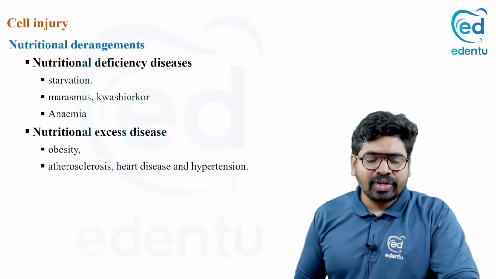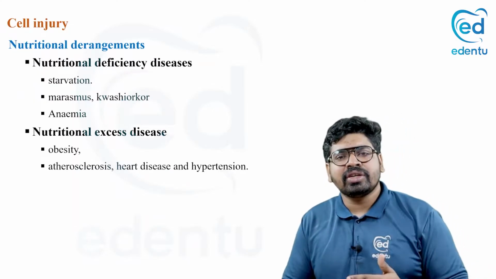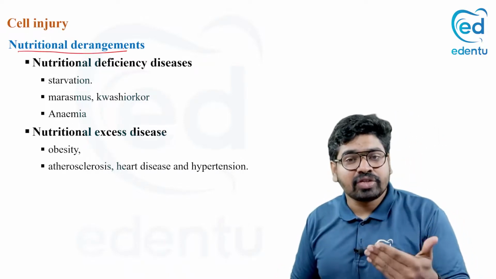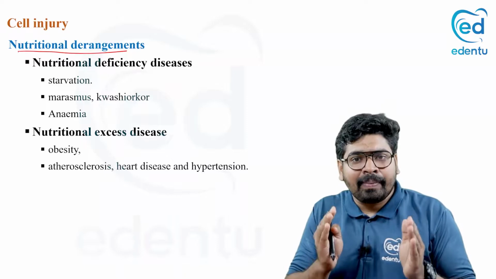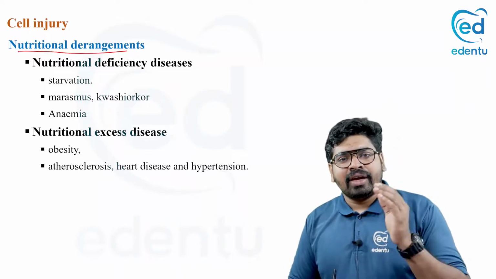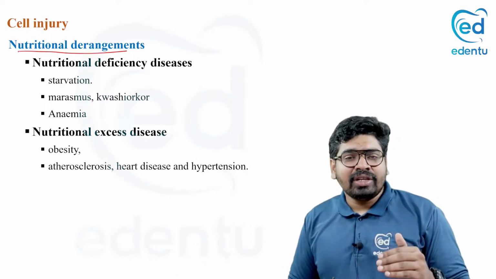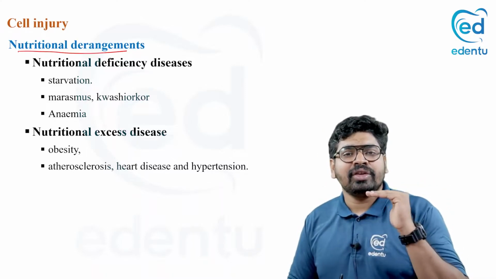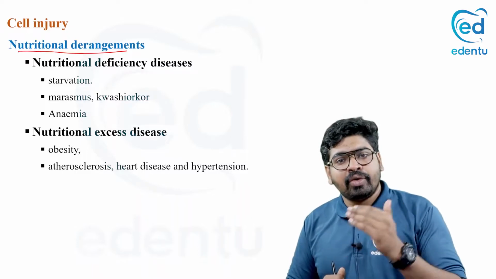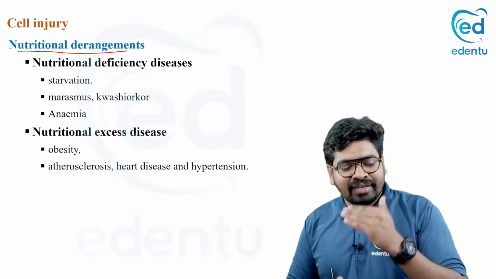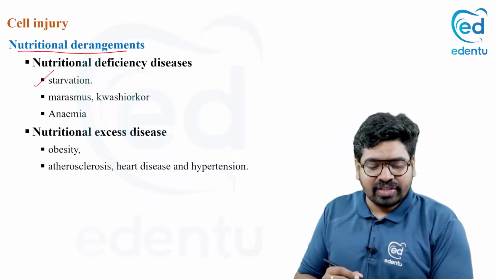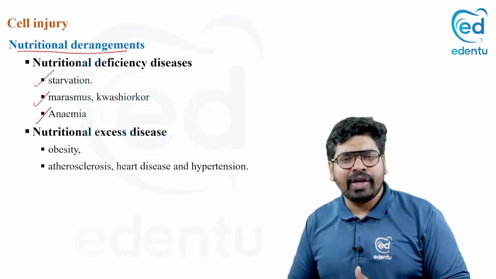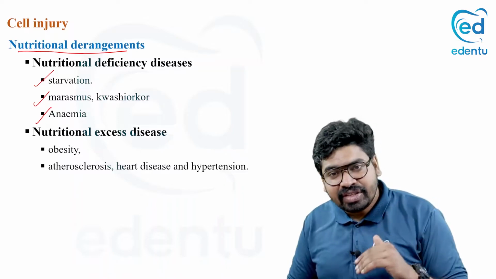Now coming to nutritional derangement, nutrition is very much required for the proper maintenance of your cell health. If the nutrition is less or more, both can affect your cell. The nutrition should be adequate, not more, not less. If it is less, then you may have starvation. You may have conditions like anemia, marasmus, kwashiorkor. All these are nutritional deficiencies.